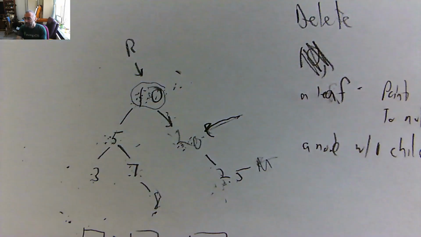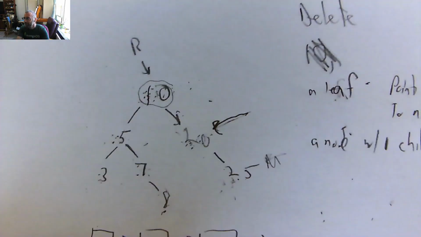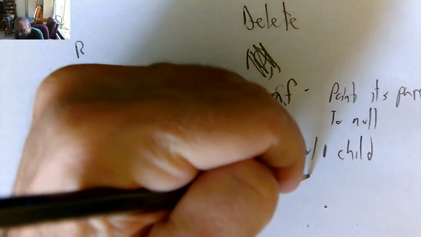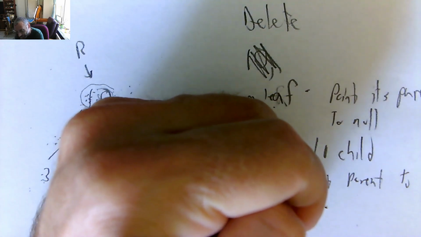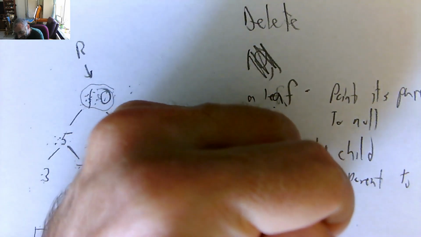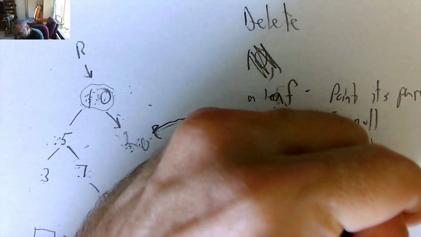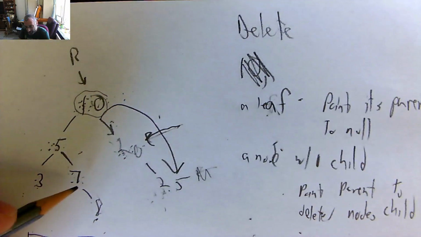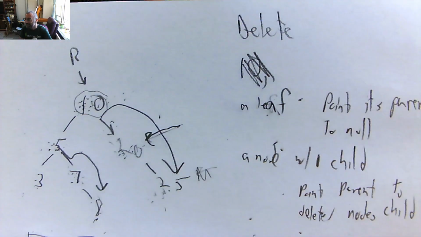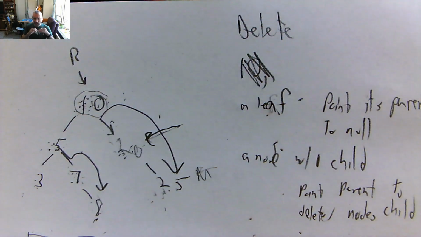If you're deleting a node with one child, all you have to do there is point the parent to the deleted node's child. So if you want to delete the 20, you point this over to here. You want to delete the 7, you point this over to here. So it's conceptually pretty easy. It just gets a little bit messy in terms of if statements. You've got to check if the left one is null versus the right one, etc.